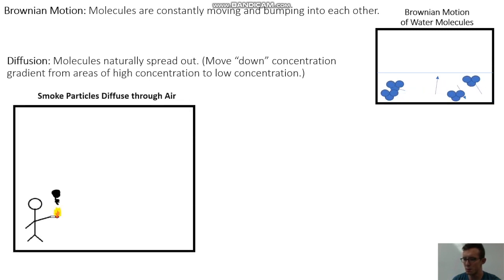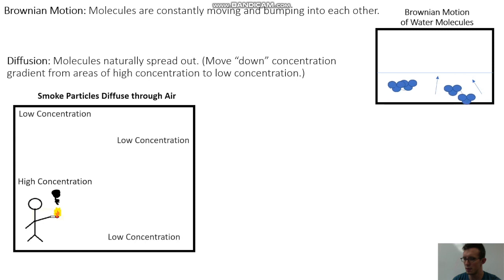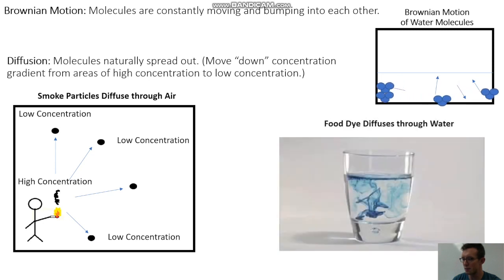Examples of this would be smoke particles diffusing through the air. The particles would start highly concentrated, but over time they would spread out to areas of low concentration. Another example in liquid would be food dye diffusing through water.